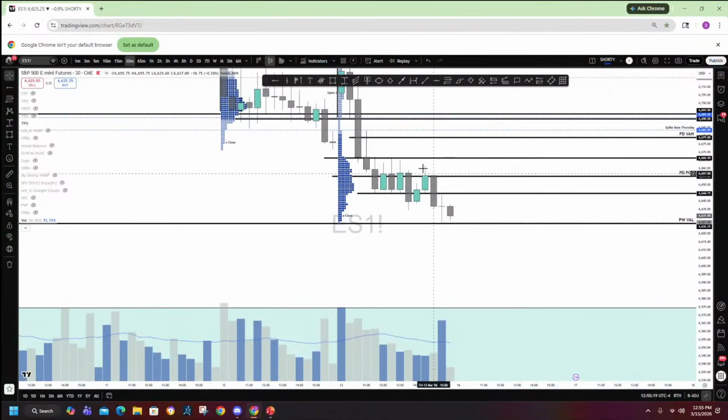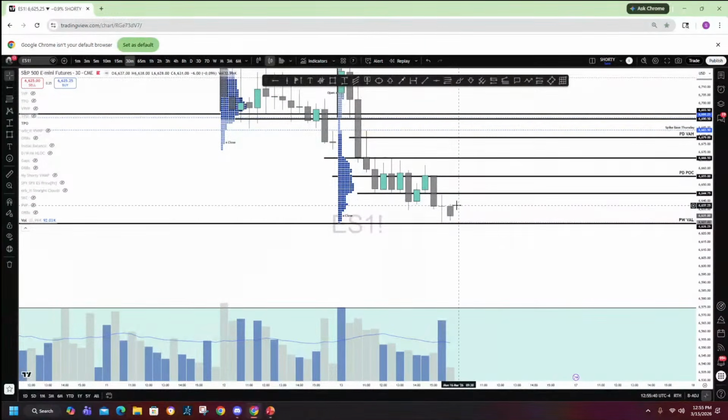So tomorrow becomes, how are you opening in relationship to PD value or low? And this, at the end of the day, closing at the bottom was bearish, right? This candle here at 3:30 showed some signs, right? And then they closed inside that candle. If they would have closed maybe outside of that candle, that would have been more bearish, but that's okay.